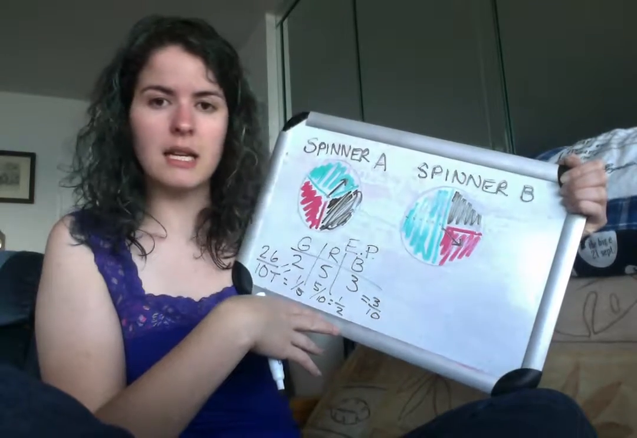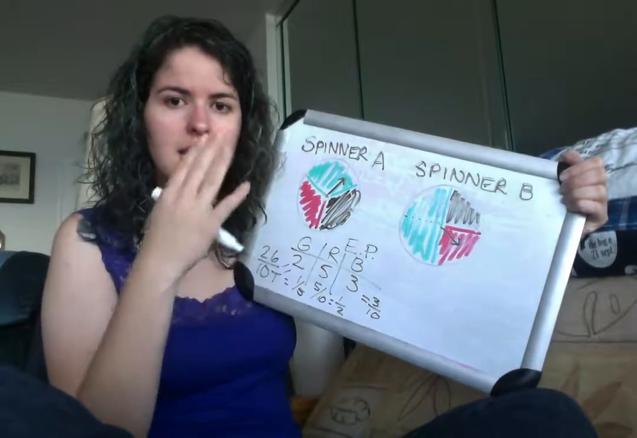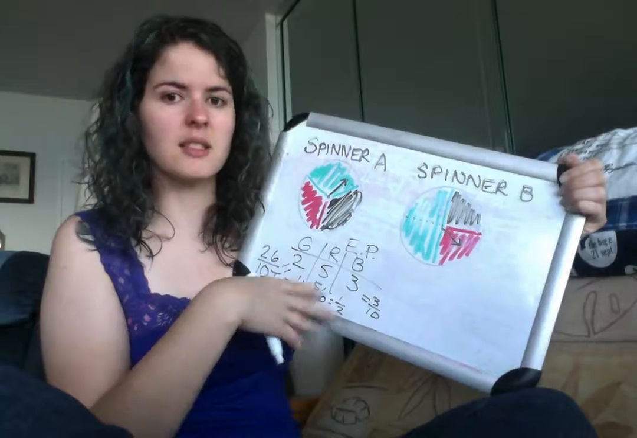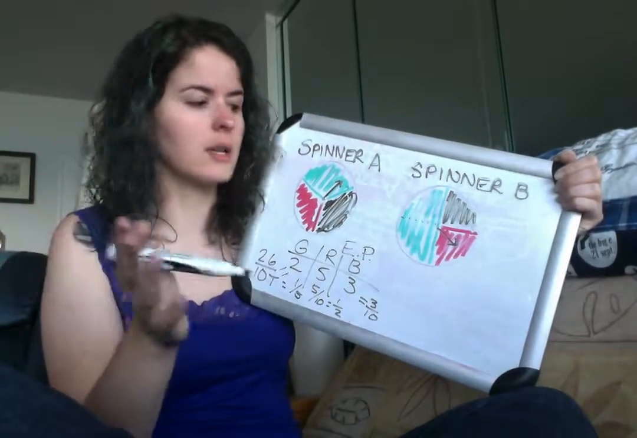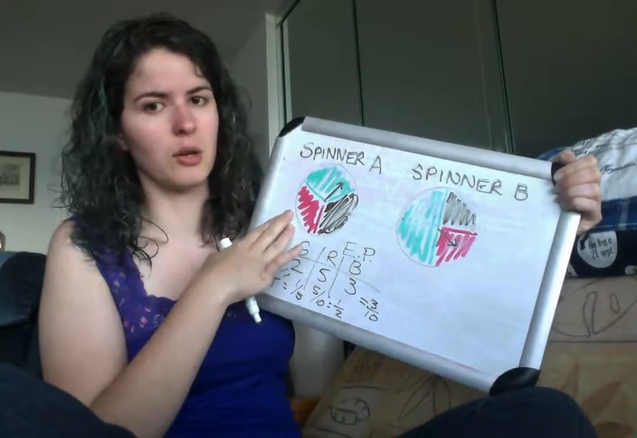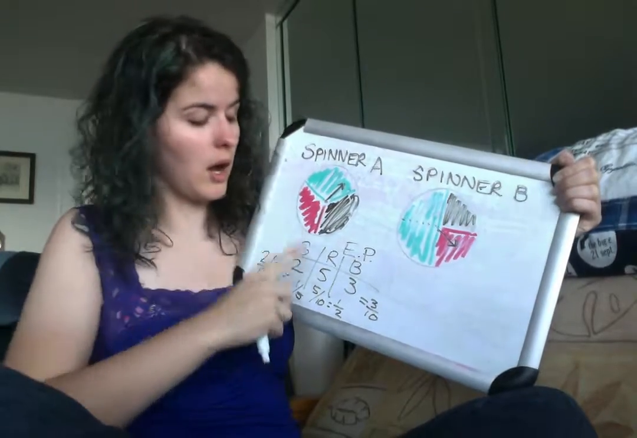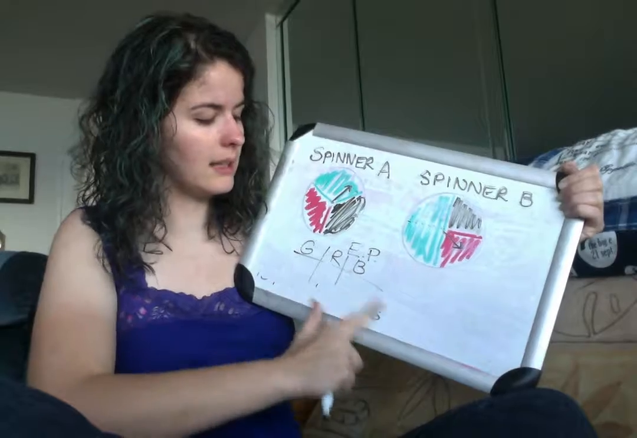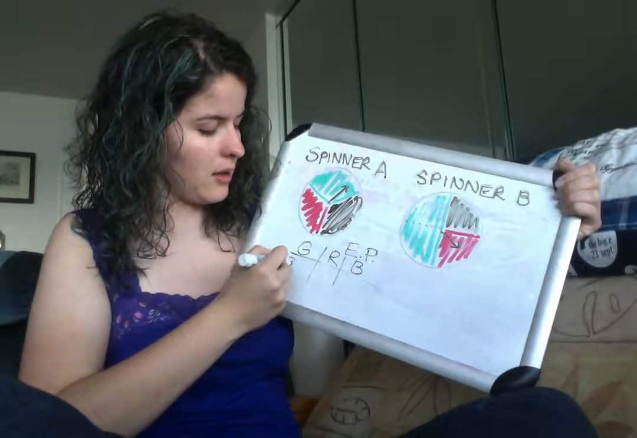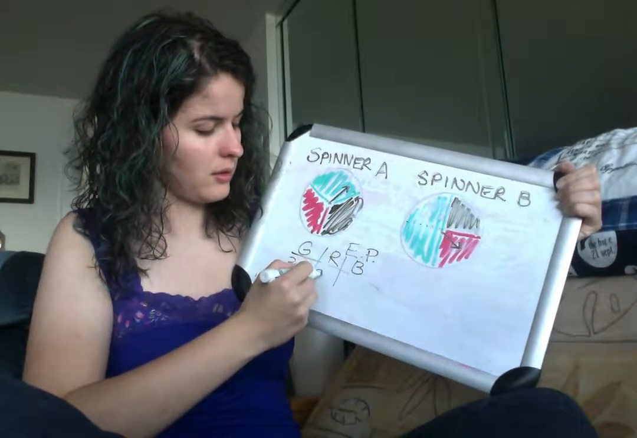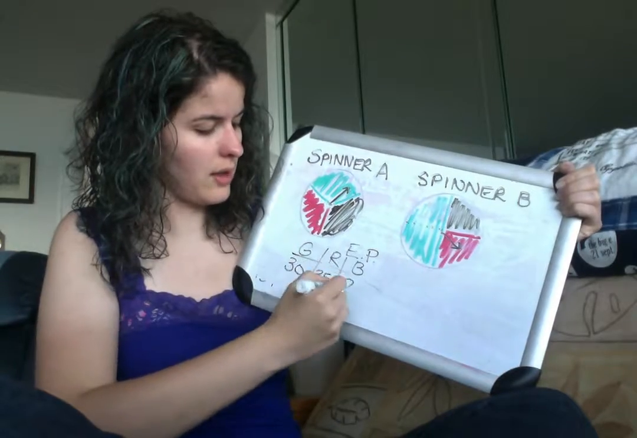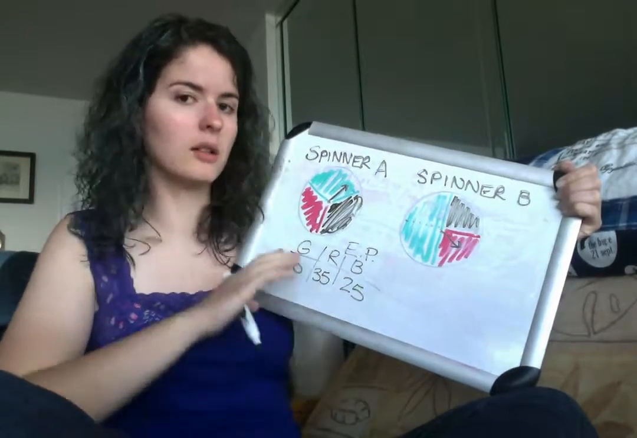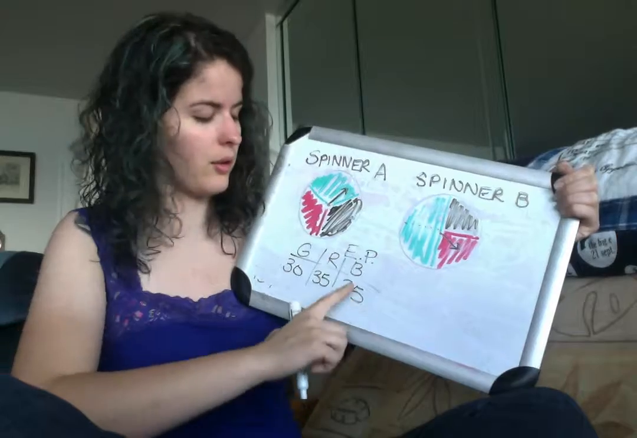You're going to get better data the more trials you do, because as you do more trials, chance is going to start to even out, and you're going to see patterns that are going to match the theoretical probability. So if I did this 100 times, I would be more likely to see something like 30, 35, and 25. So I'm getting closer to 1/3, 1/3, and 1/3.